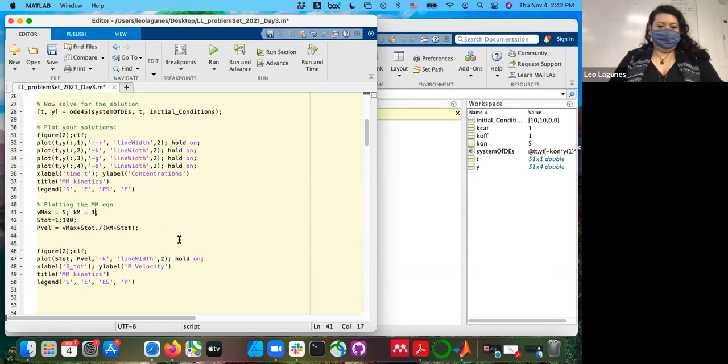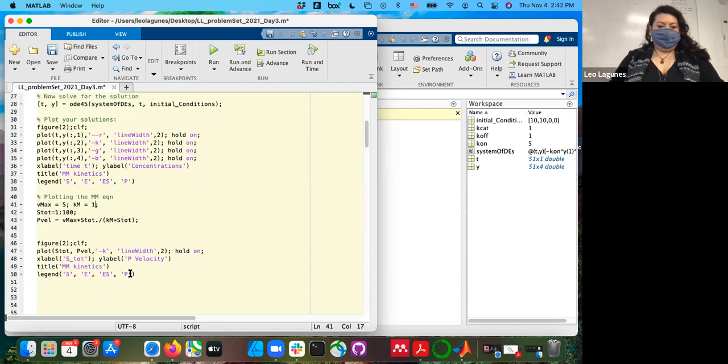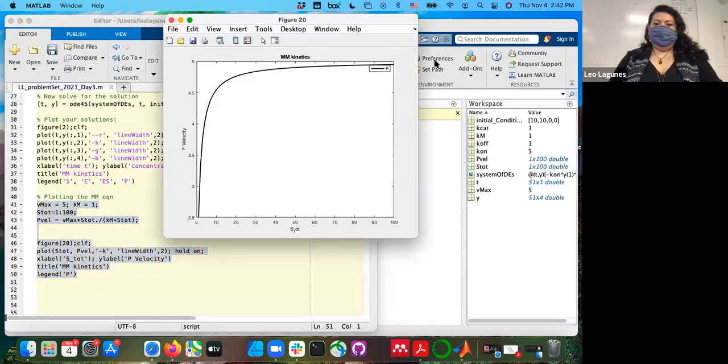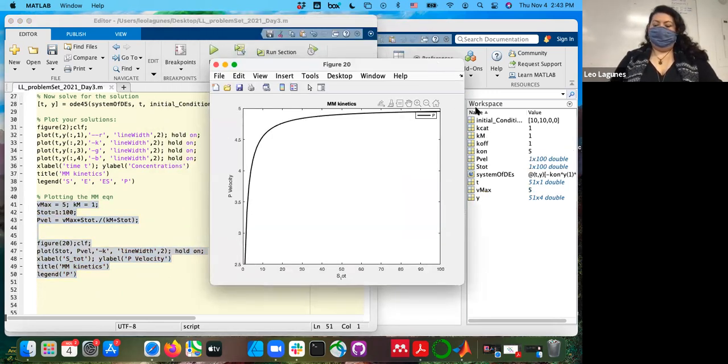We'll try different values just so we can look. And the legend is basically just P. So let's make this figure 20. You don't have to go in order. So you can see it's got that hyperbolic shape.